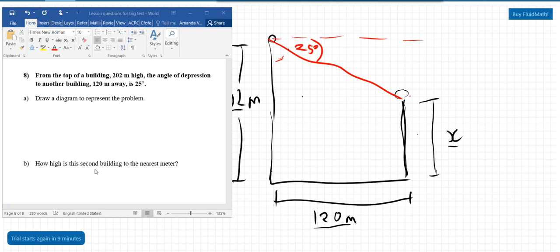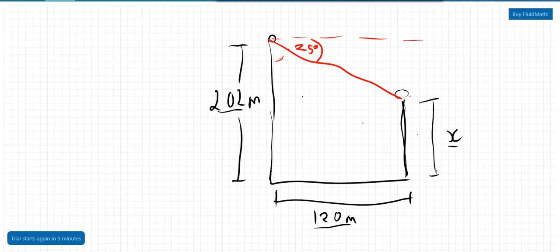It asks us how high is the second building to the nearest meter. So they want us to find how high this building is. What is x? Now, I'm going to just draw my right angle triangle because I can see where it's going to be. There it is. You may have had that already.